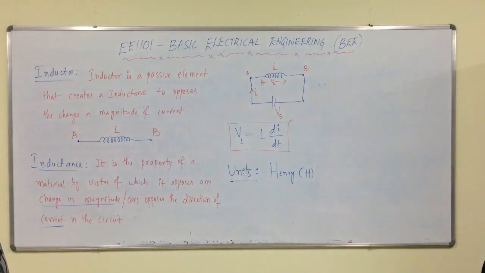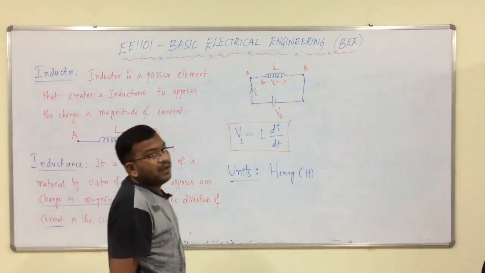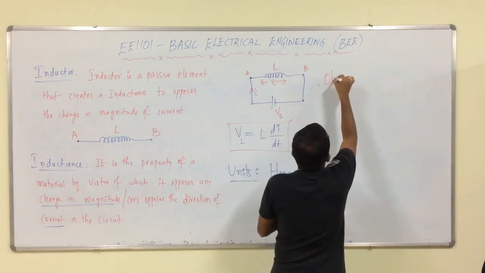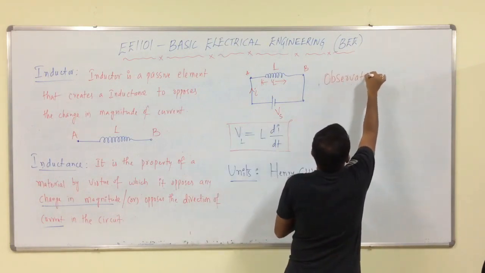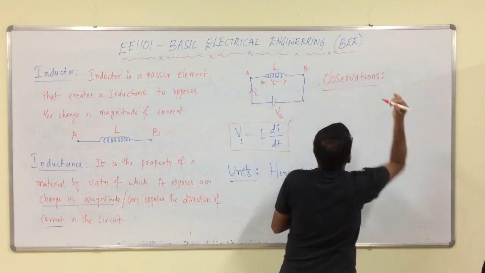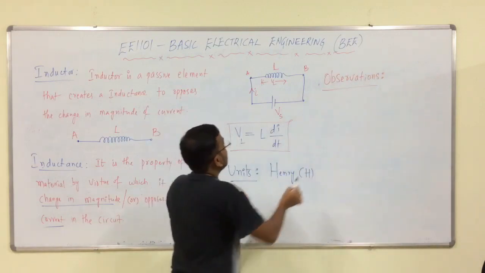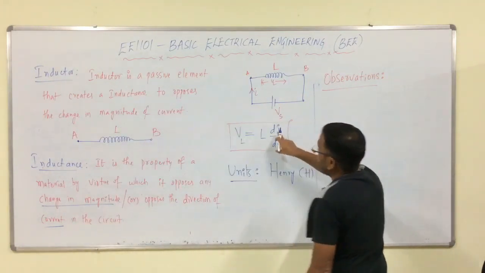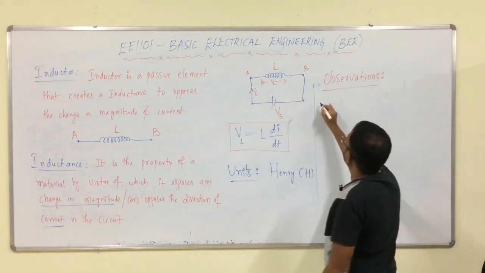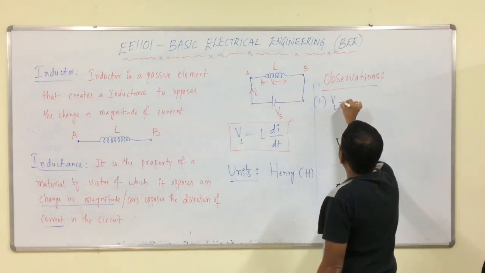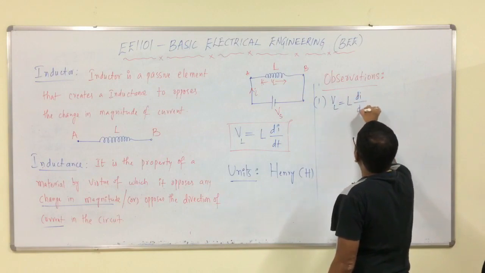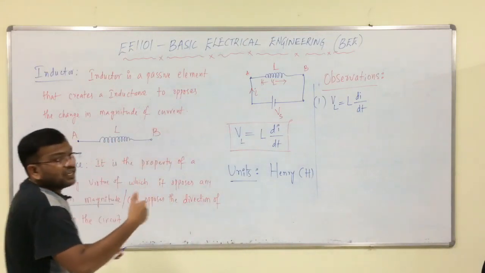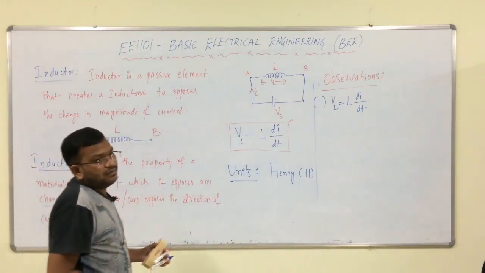Next, we would like to discuss the observations of this inductance. These are very important observations. We know this formula, VL equals L into di by dt, no? First observation, VL equals L into di by dt. So, the current changes, no? Rate of change of current.